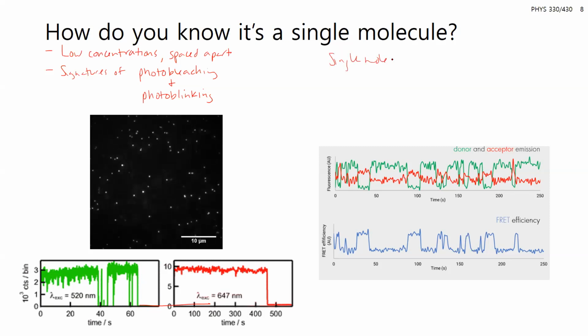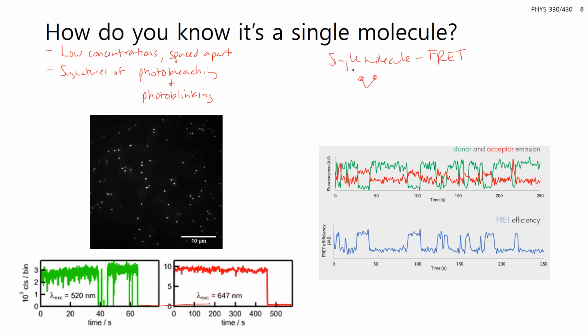Single molecule fluorescence can also be used for FRET. So if you guys remember FRET, fluorescence resonance energy transfer, where you have some molecule that has a donor and acceptor, and based on their distance, you'll see either emission from the donor or acceptor based on energy transfer. So for single molecule FRET, you can see here, this is a trace for an individual molecule looking at the fluorescence from the donor and the acceptor. So this is the green and the red. Green is donor, red is acceptor.